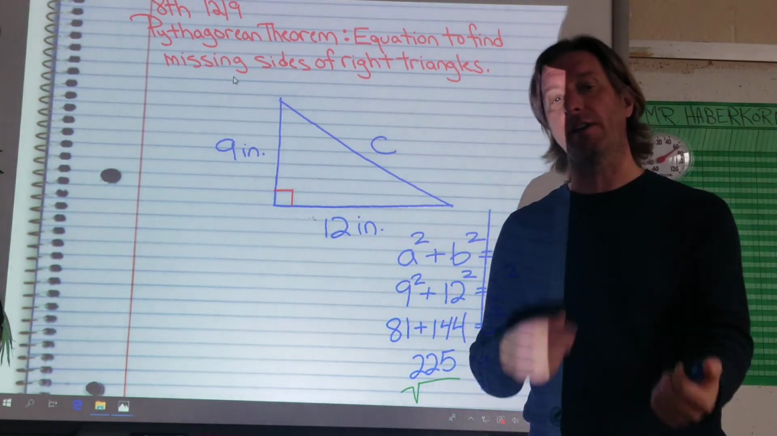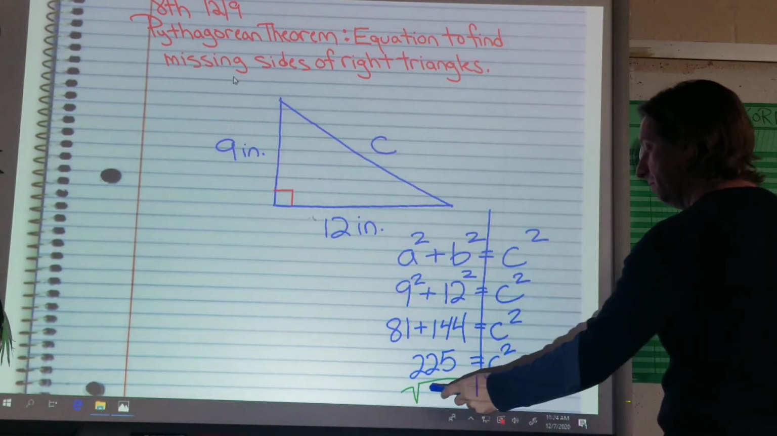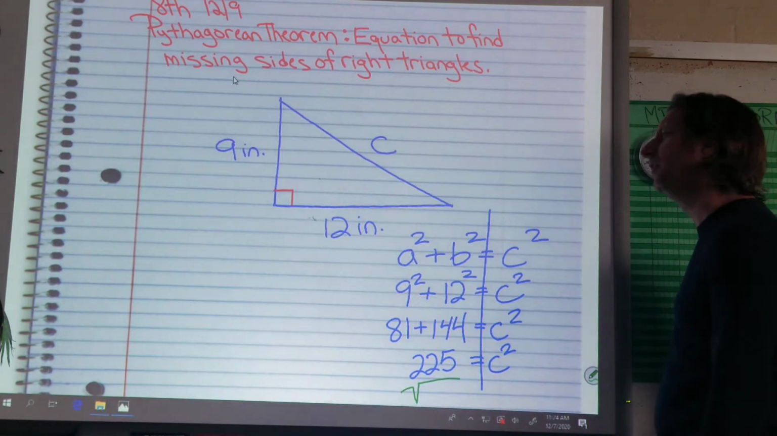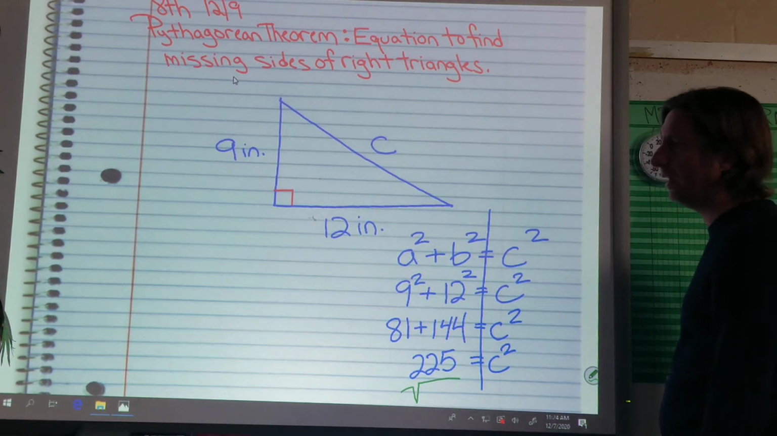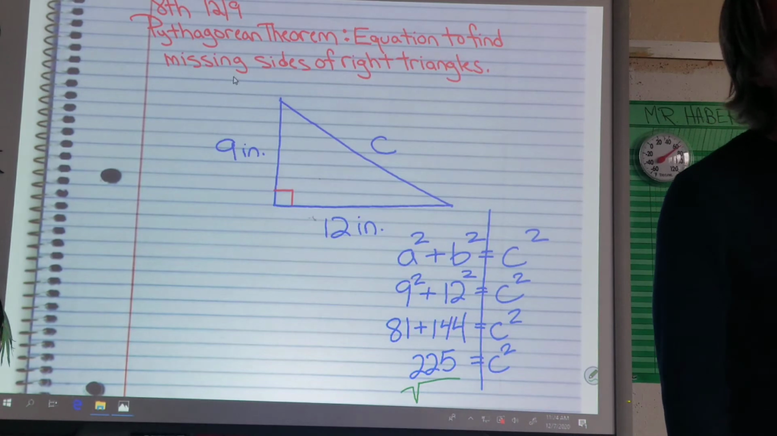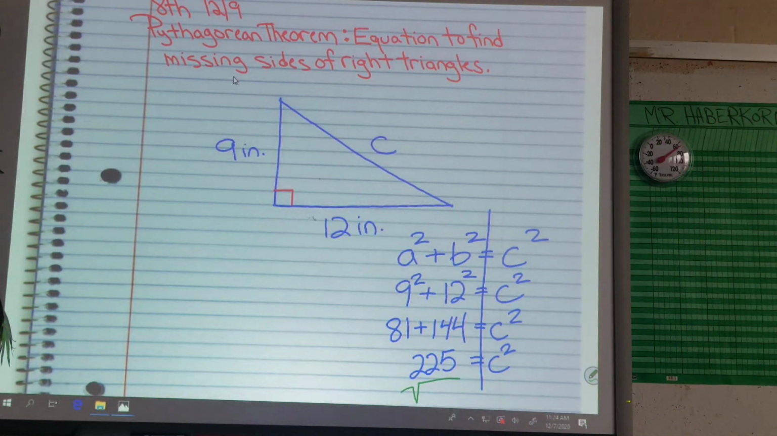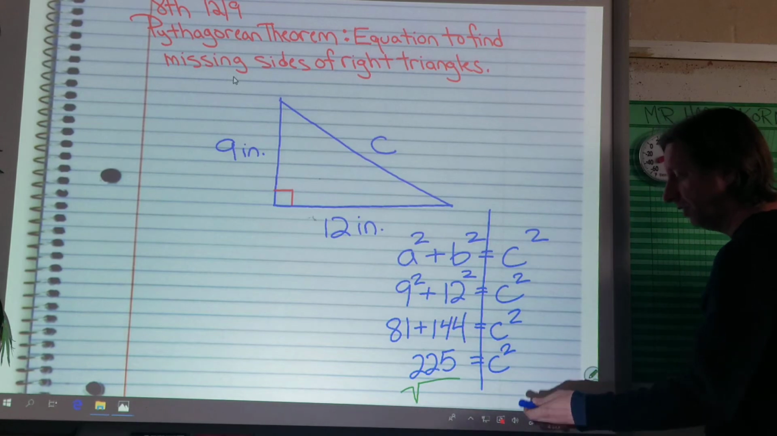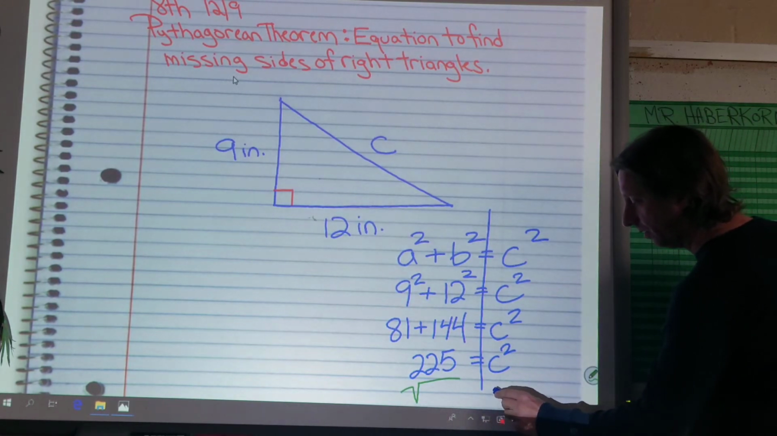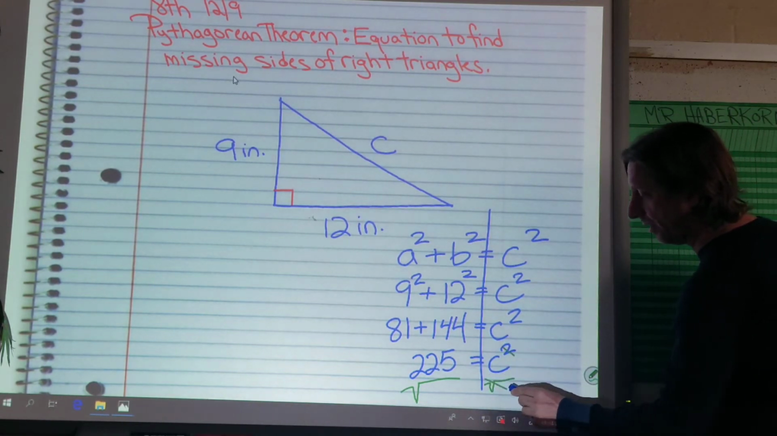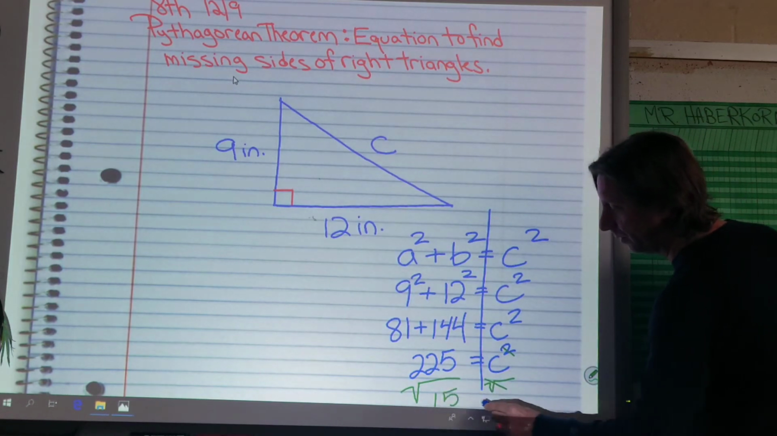And what do we do? How do we do that? Well, we start guessing. Is it 10? Nope, 10 times 10 is 100. Is it 12? Nope, 12 times 12 is 144. Is it 13? Nope, 13 times 13 is 169. Still not close. Let's try 15. 15 times 15. Oh, yep, that's what it is. 15 times 15 is 225. So my answer is just the square root, those cancel out, 15. C equals 15.